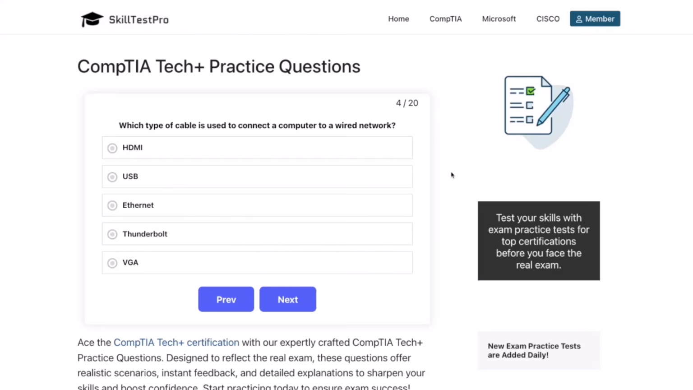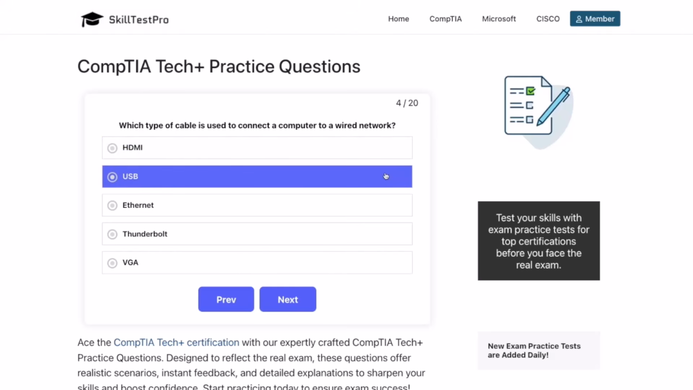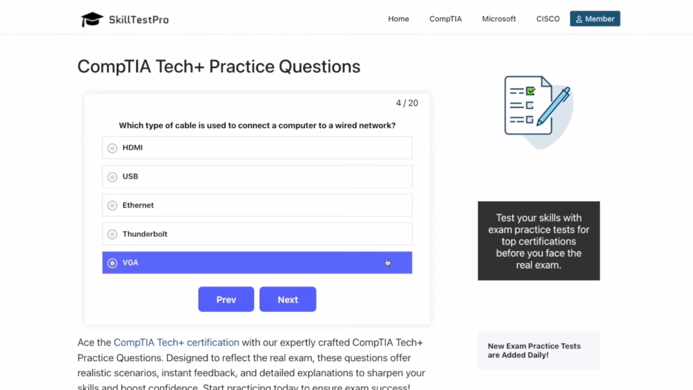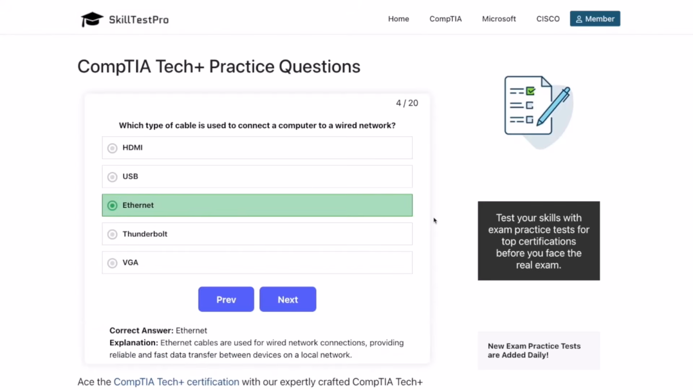All right, question 4. Which type of cable is used to connect a computer to a wired network? HDMI, USB, Ethernet, Thunderbolt, or VGA? The correct answer is Ethernet. Ethernet cables are used for wired network connections, providing reliable and fast data transfer between devices on a local network.